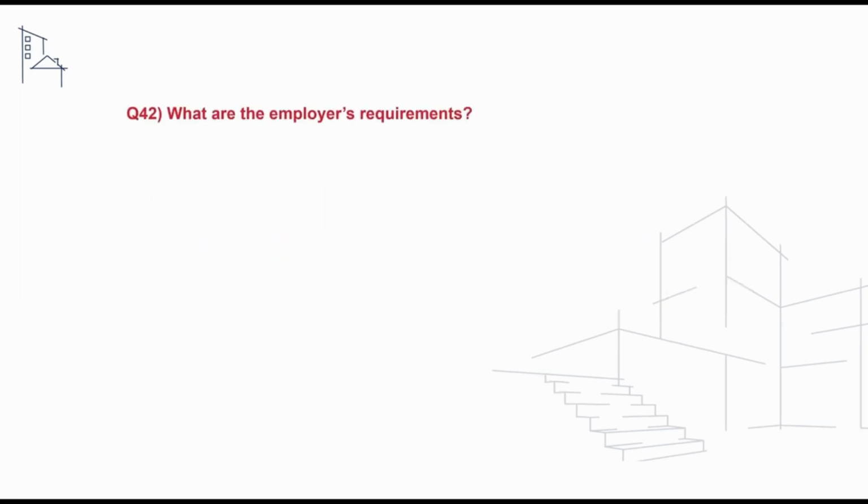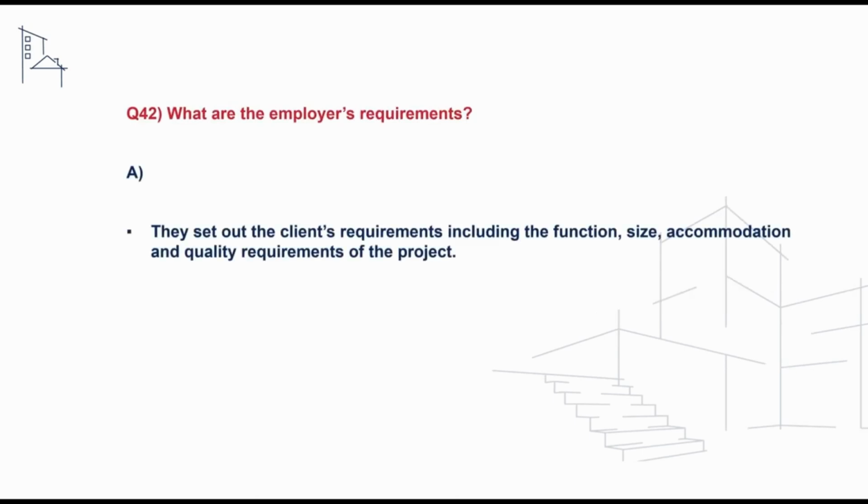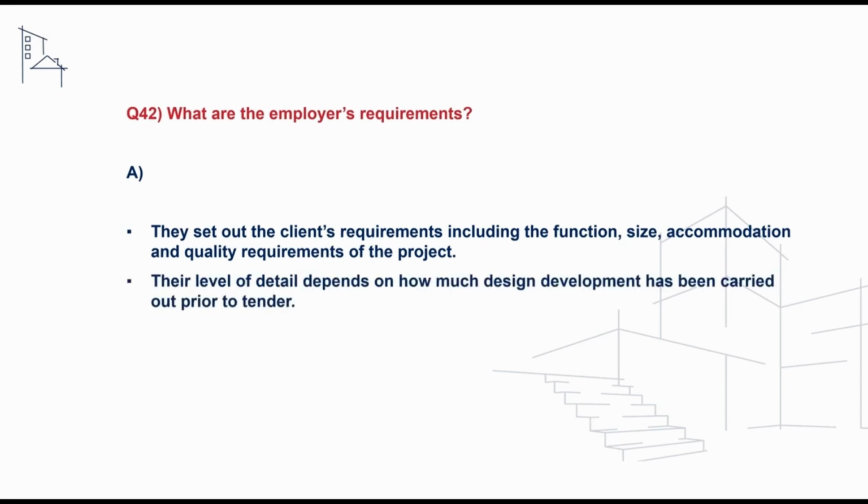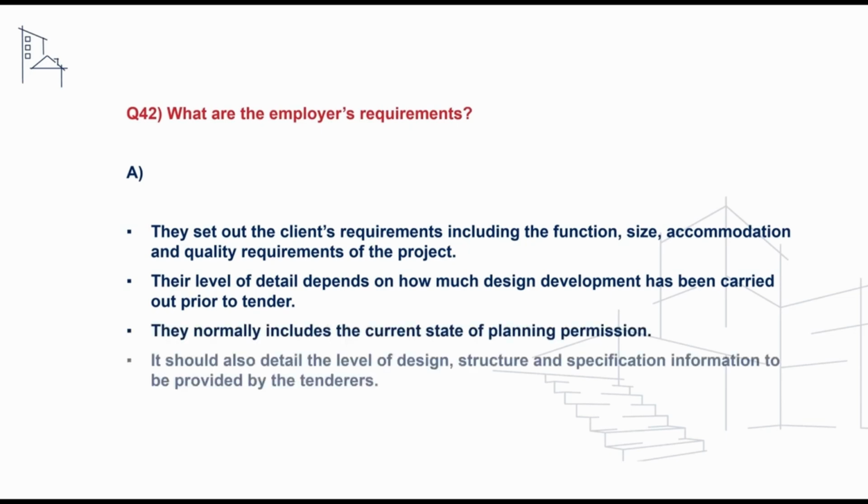A follow-on question we may receive is what are the employer's requirements? And to address this, we can say that they set out the client's requirements, including the function, size, accommodation, and quality requirements of the projects. Their level of detail will often depend on how much design development has been carried out at the time of tender. They normally include the current state of planning permission, and they should also detail the level of design, structure, and specification information to be provided by the tenderers.